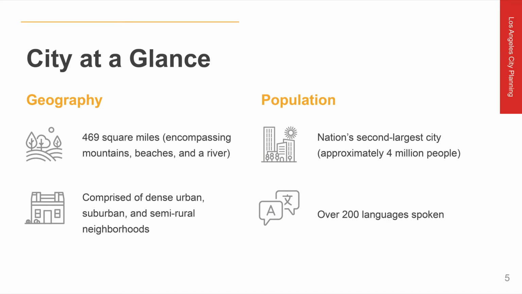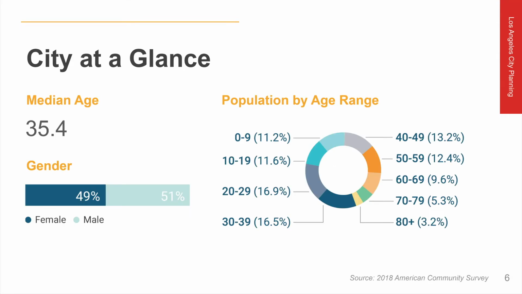As far as cities go, Los Angeles is the second largest city in the United States, with about 4 million people who collectively speak over 200 languages. The city stretches across 469 square miles, encompassing mountains, beaches, and a river, as well as dense urban, suburban, and semi-rural neighborhoods. Taking a closer look at our city's demographics, you will notice that our median age in LA is 35. We have roughly an equal number of self-identifying males and females, and a healthy age distribution, with the largest group in the 30 to 39 age range.